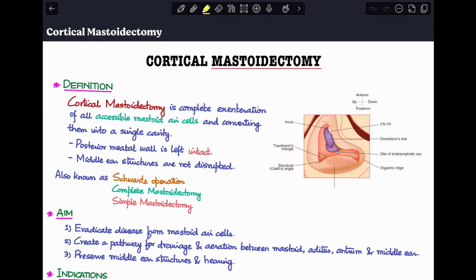Today we'll be doing a discussion on cortical mastoidectomy. In my previous class, we spoke about canal wall up and canal wall down procedures. What are these procedures and what are the differences between them? So today we'll start discussing one of the most common mastoidectomy surgeries that is done, and that is cortical mastoidectomy.